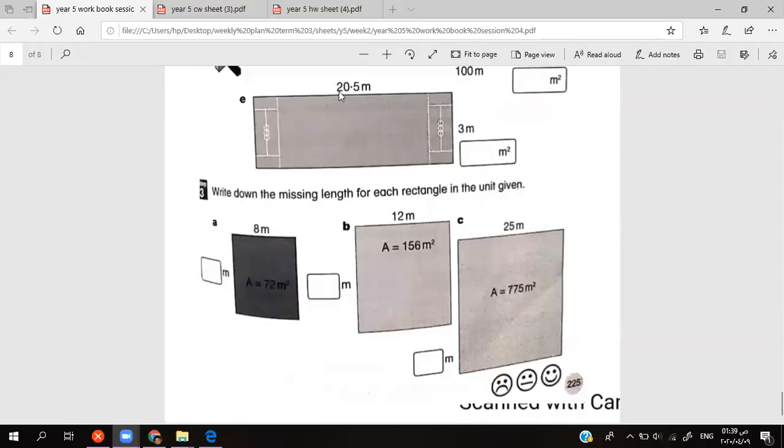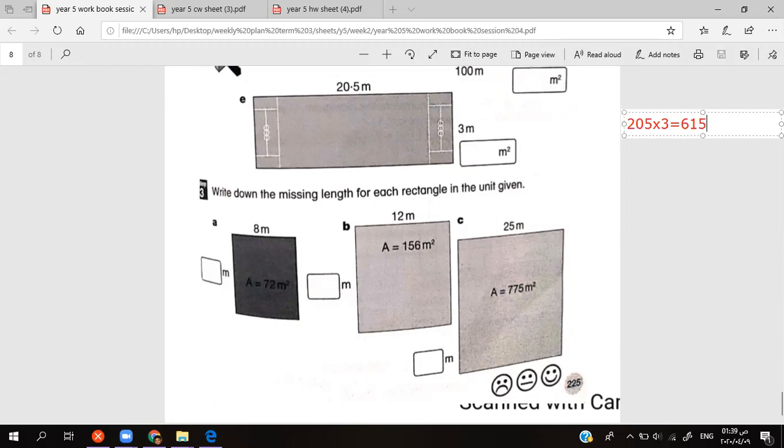Okay, here it is 20.5 meters and 3 meters. That's really good. They are both meters, so I can multiply them. So it's a reminder about multiplying decimal numbers. So the 20.5, I'll make it a 205, and I'm gonna multiply it by 3. Okay, and it's gonna give me 615. Okay, and then I must put my decimal back.